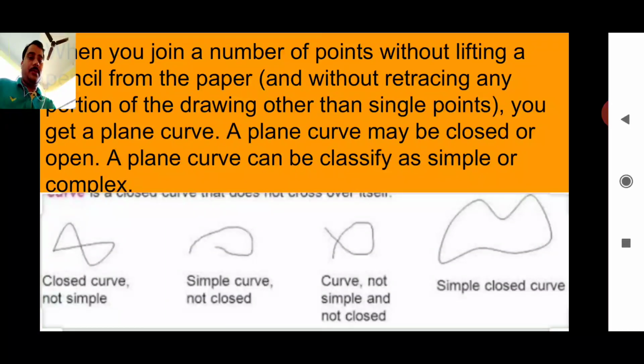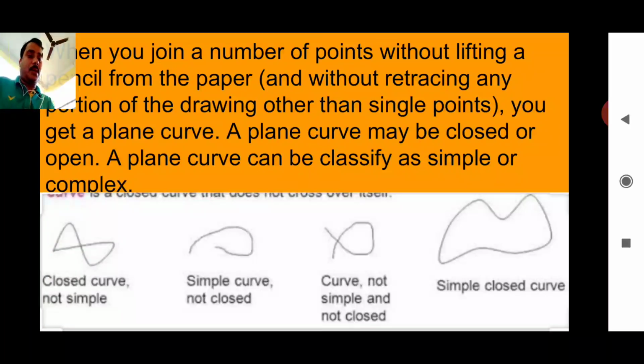How can you draw a simple curve? Students, when you join a number of points without lifting a pencil from the paper and without retracing any portion of the drawing other than single points, you get a plane curve. A plane curve may be closed or open. A plane curve can be classified as simple or complex. Here are some more images of curves. First one is closed curve, not simple; simple curve, not closed; curve, not simple, not closed; simple, closed curve.